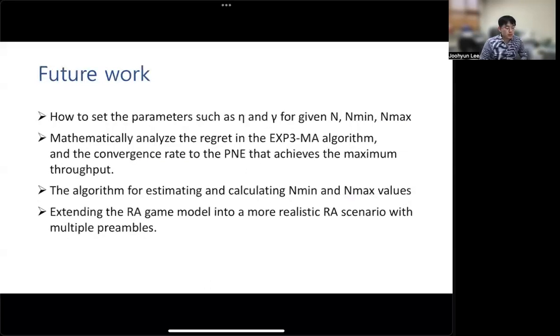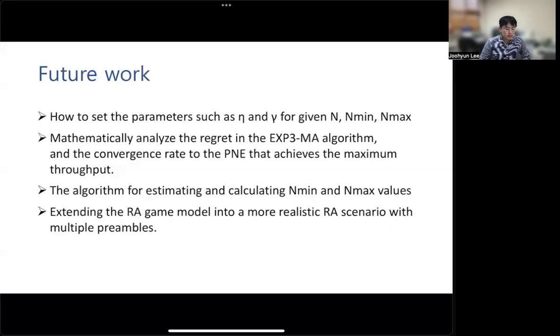As future work, we want to investigate how to set learning parameters such as eta in EXP3 and gamma, the discounting factor in moving average reward. That's one problem we want to solve in future work. We also want to mathematically analyze the regrets of our EXP3 based algorithm, which is the usual mathematical problem in bandit literature. And we also want to investigate the convergence rate or convergence speed to the pure strategy Nash equilibria that can achieve the maximum throughput.